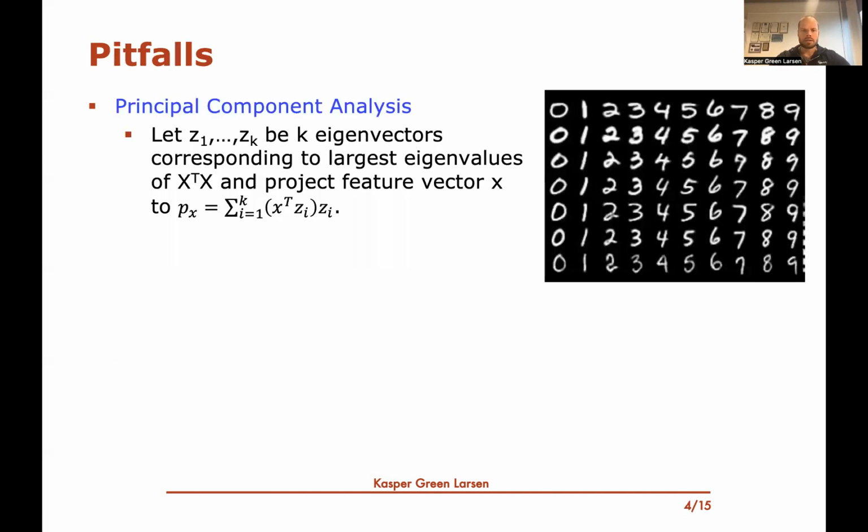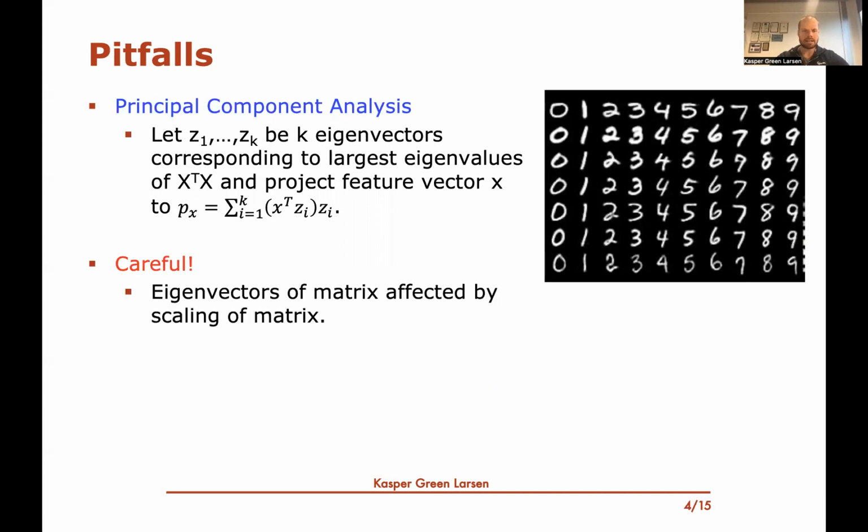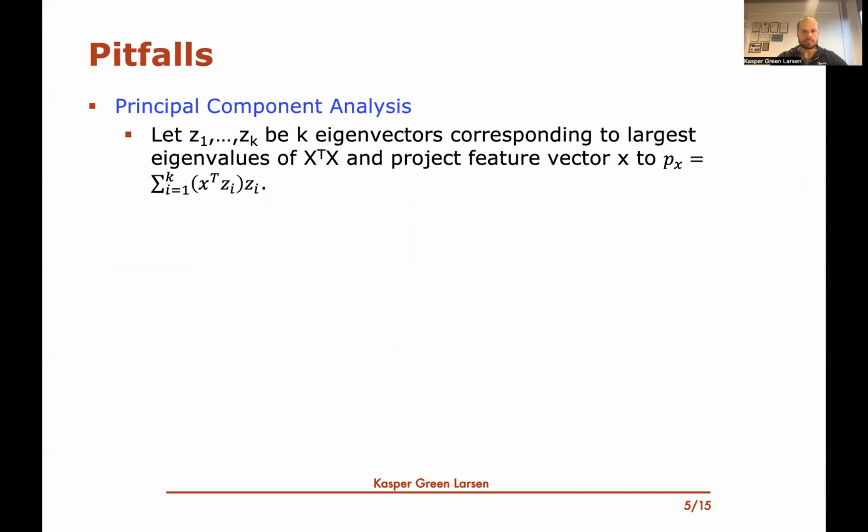In PCA, we use these eigenvectors corresponding to the largest eigenvalues of X transpose X. There's something important here that we have to be aware of. In particular, the eigenvectors of this matrix are affected by scalings of the matrix. So let's have a closer look at this. This is just what PCA is.